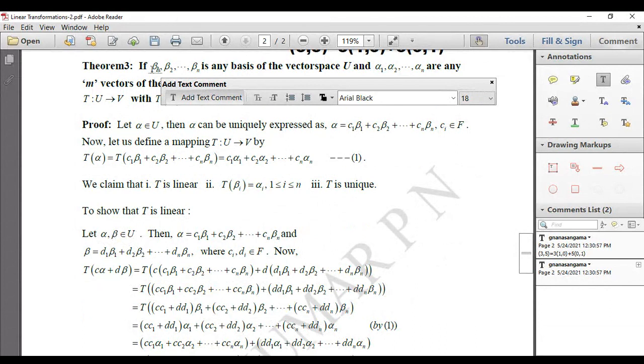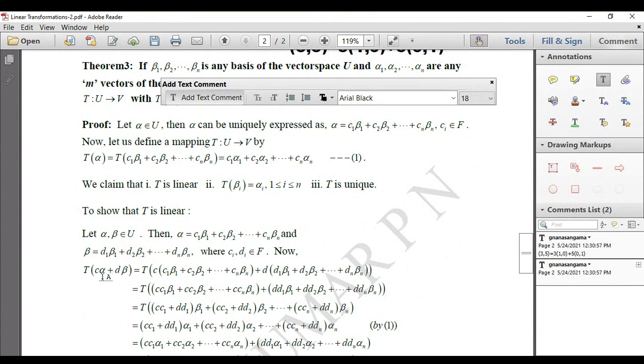But you know that these vectors beta 1, beta 2, etc. up to beta n are a basis of U. Therefore, any vector in U can be written as a linear combination of these vectors. So alpha is equal to this. Let me write the same thing. And beta is equal to some scalar d1 into beta 1 plus d2 into beta 2, etc. up to dn into beta n. Remember, all these ci's are in F, di's are also in F.